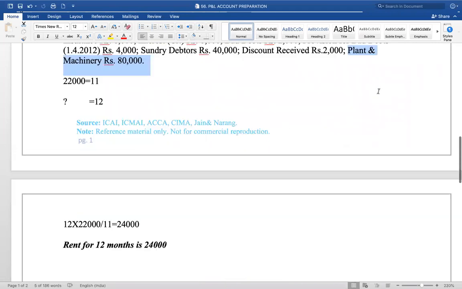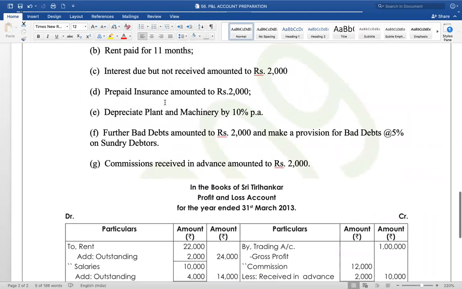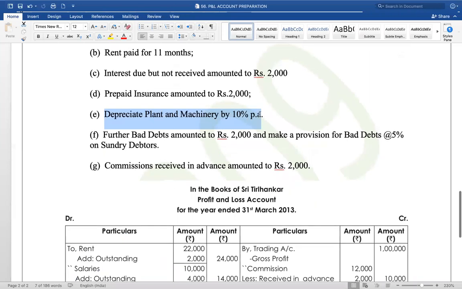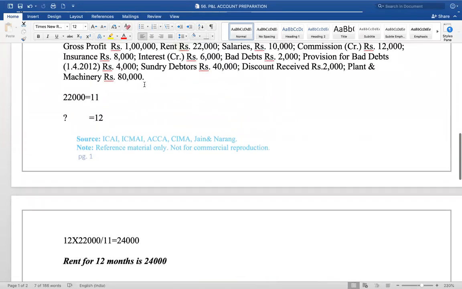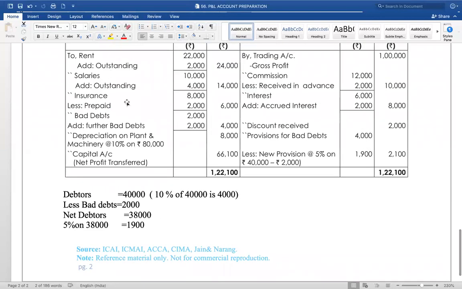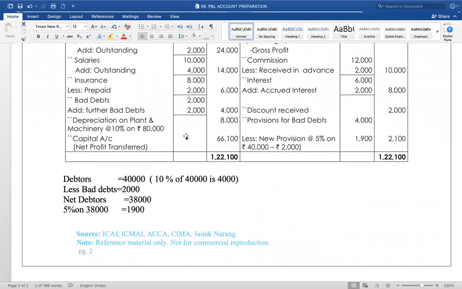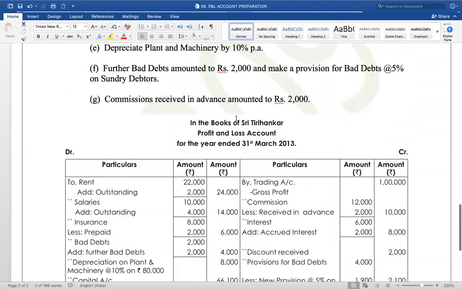What is the depreciation? Yeah, depreciate the plant and machinery by 10%. Okay, 10% on what? 80,000. So 10% on 80,000 is 8,000. Okay. Depreciation on plant and machinery, 10% on 80,000, 8,000. Right. So any more items left over?